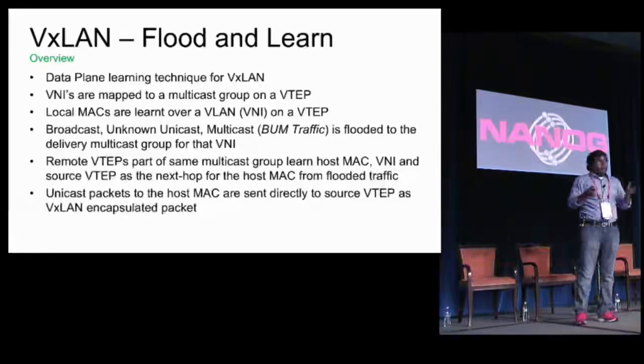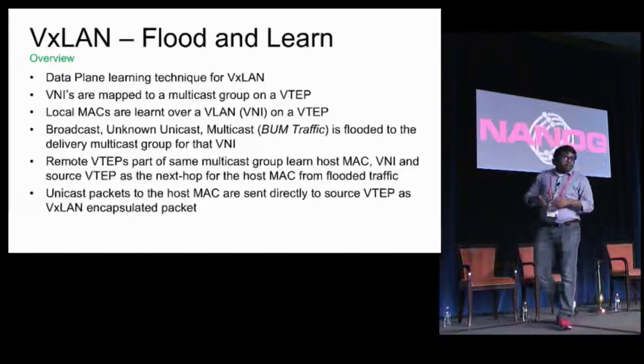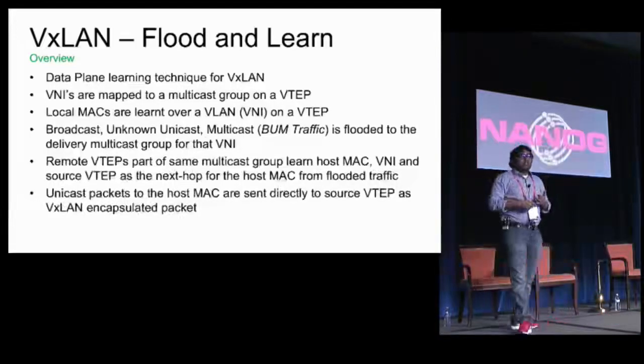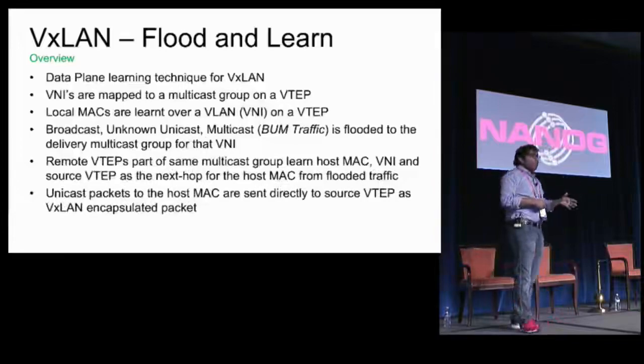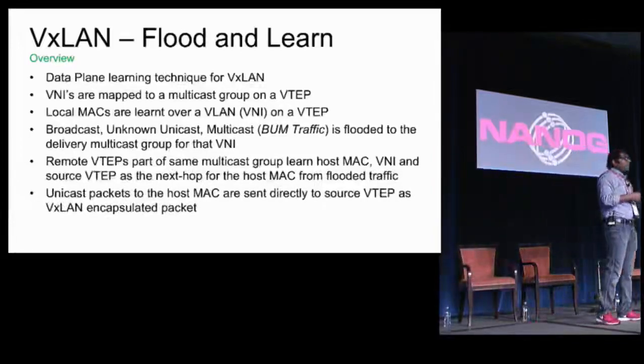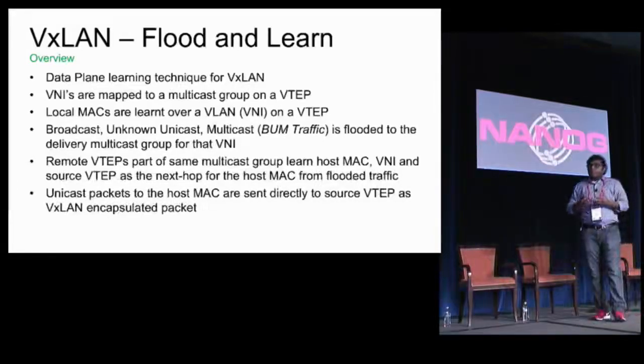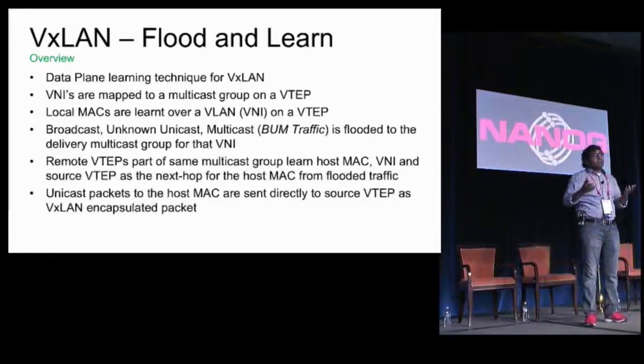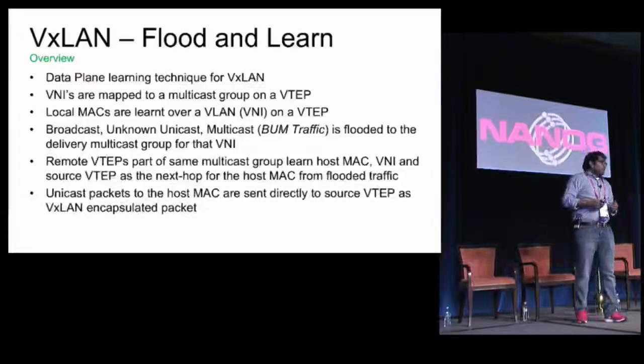You have the BUM traffic. It's a good abbreviation, right? Broadcast, unknown unicast, and multicast traffic, they all are flooded into your data center environment with the default flood and learn mechanism. It's not a good thing, because if you have tens of thousands of hosts in your environment, a lot of flooding will take place. Who wants that in the data center, right?